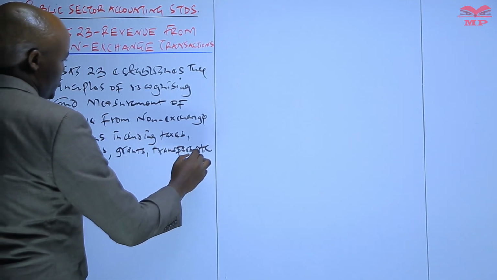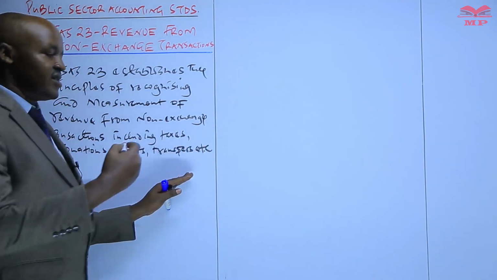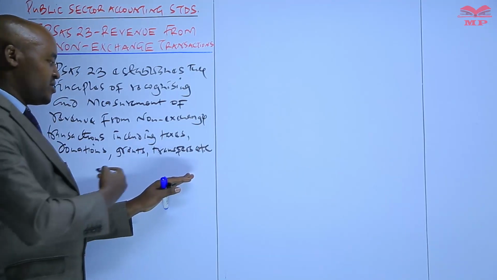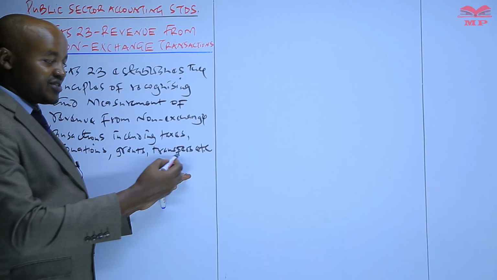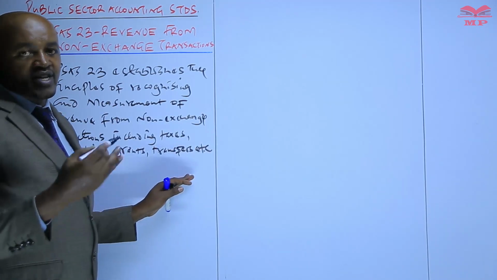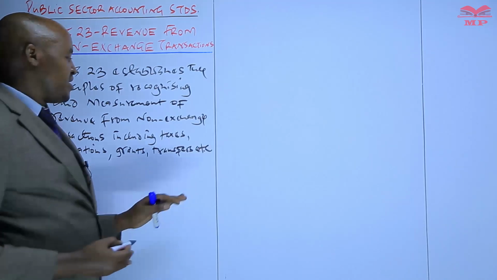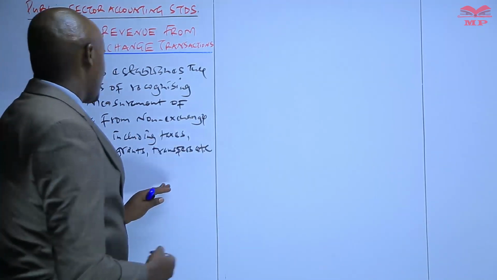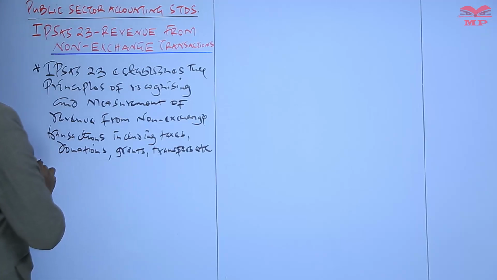For example, when we talk about money which is transferred by the national government to the county governments, we can refer to it as a transfer. The national government transfers money to the county government without receiving anything in return. That is a non-exchange transaction between the national government and the county government.